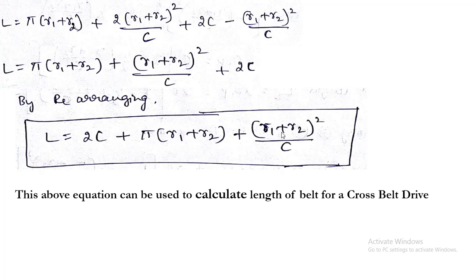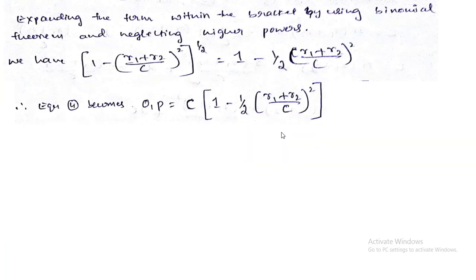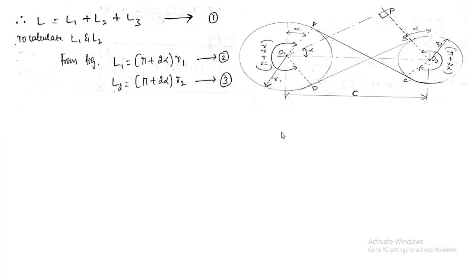Then after that, write an expression for the total length of the belt. L is equal to L1 plus L2 plus L3. If you want, we'll go back and show it again. That is L is equal to L1 plus L2 plus L3, that is equation number 1. And after that, we will write the expressions for L1 and L2. L1 is equal to (pi plus 2 alpha) into R1. L2 is equal to (pi plus 2 alpha) into R2.